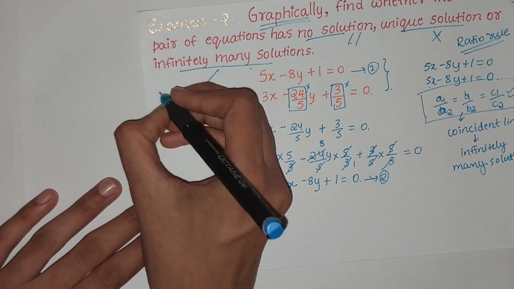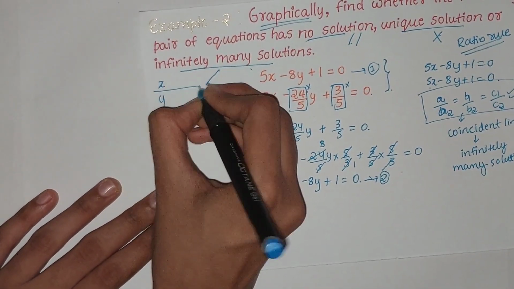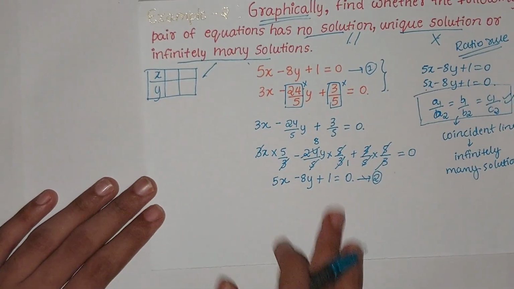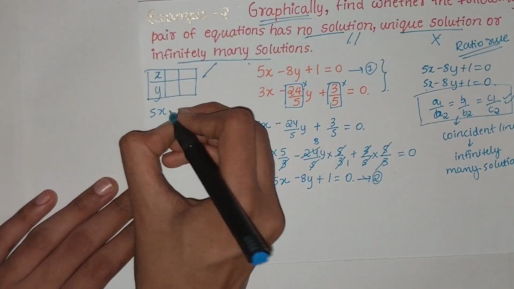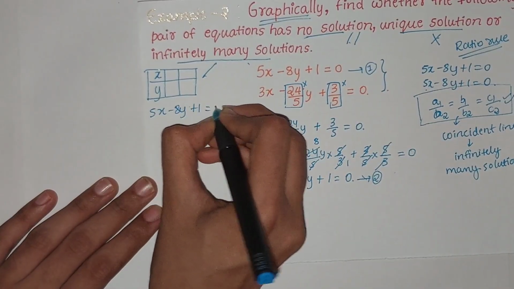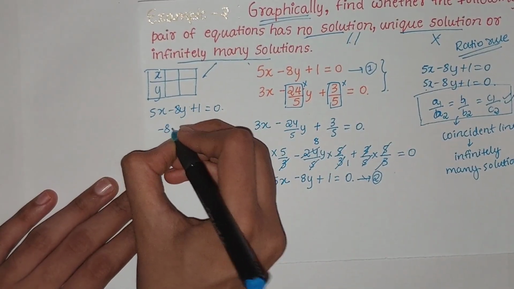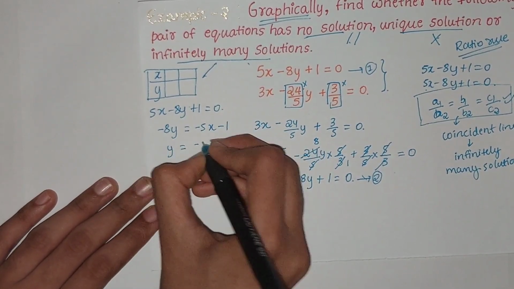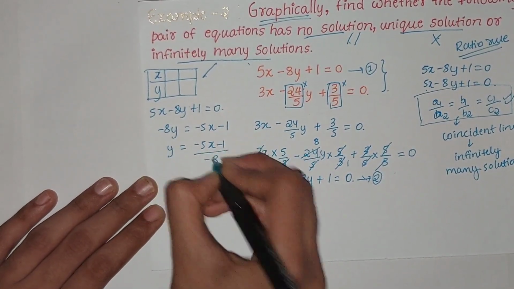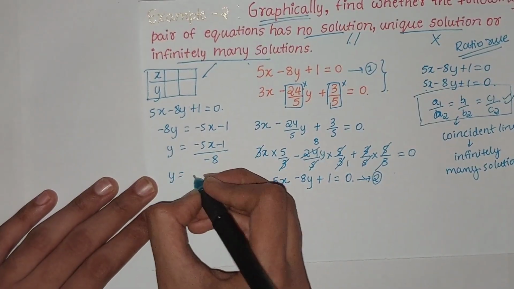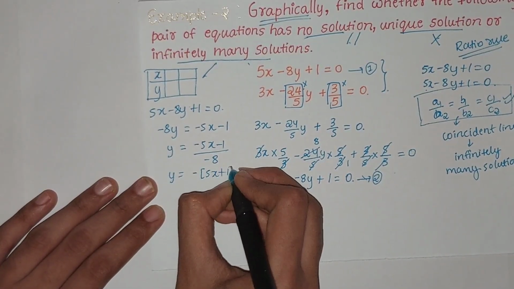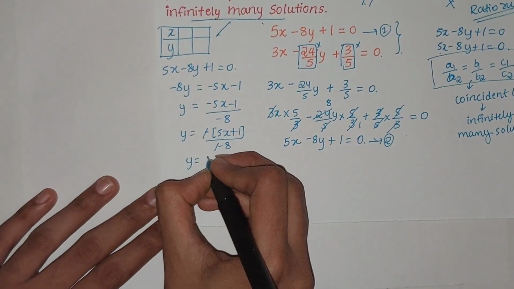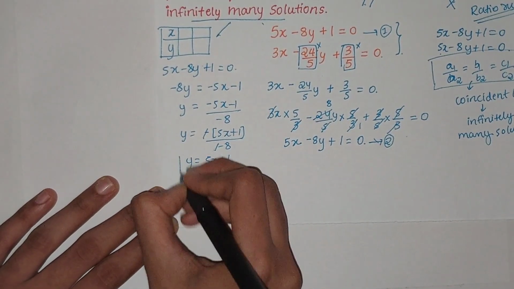For that, I'm going to make the table x, y. Now, first I should write it in the form of y. Minus 8y plus 1 is equal to 0. Minus 8y is equal to minus 5x minus 1. Y is equal to minus 5x minus 1 upon minus 8. And from here, if you take minus as common, 5x plus 1 upon minus 8, minus minus gets cancelled. So y is equal to 5x plus 1 by 8.